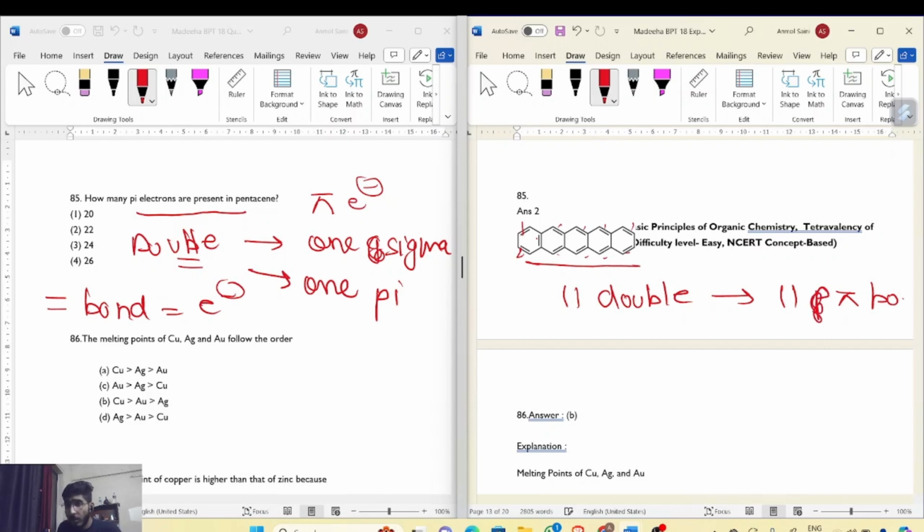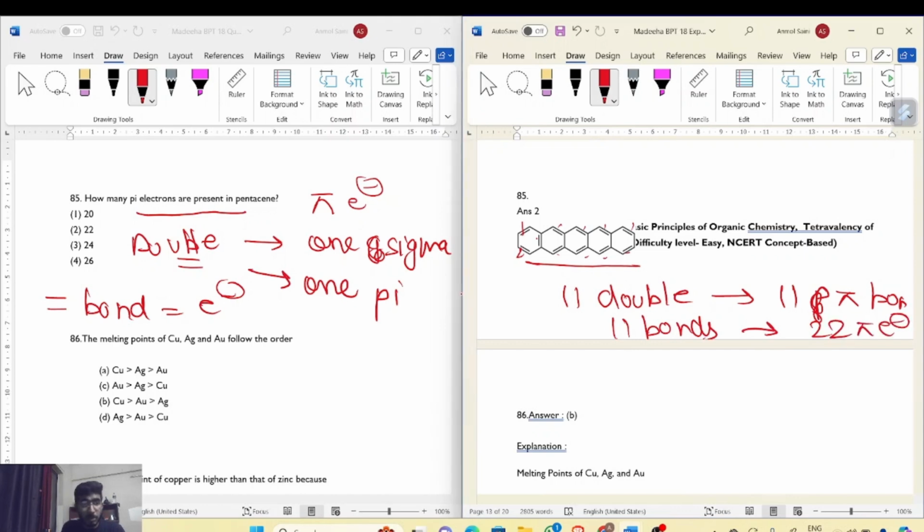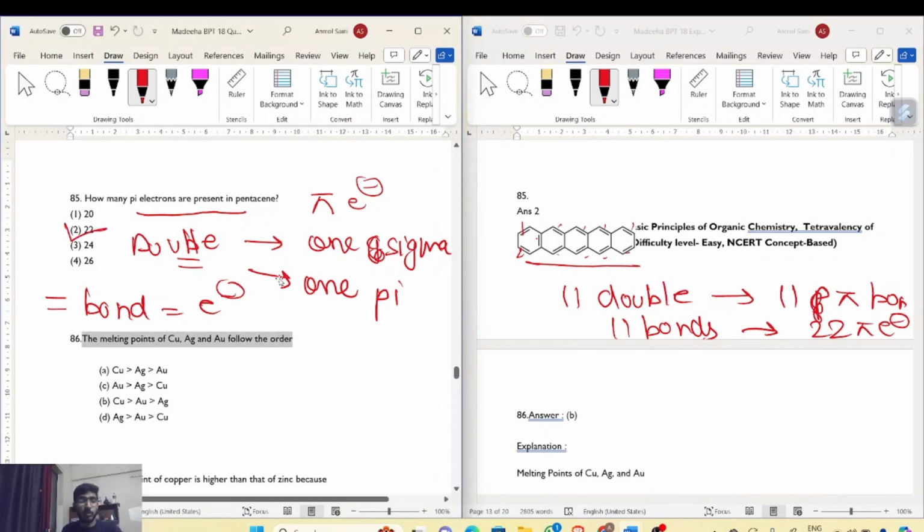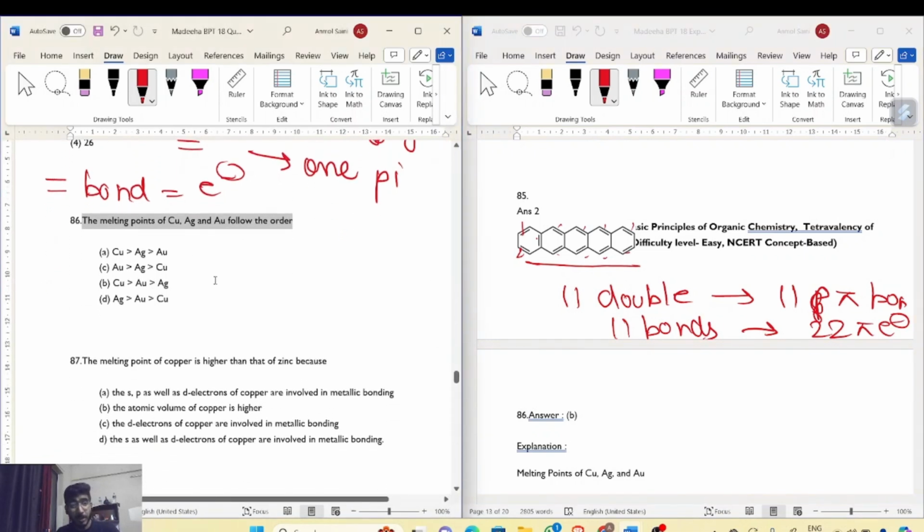So 11 pi bonds, and 11 pi bonds will consist of 22 pi electrons. So the correct answer will be option number 2, 22 electrons. Now question number 86.